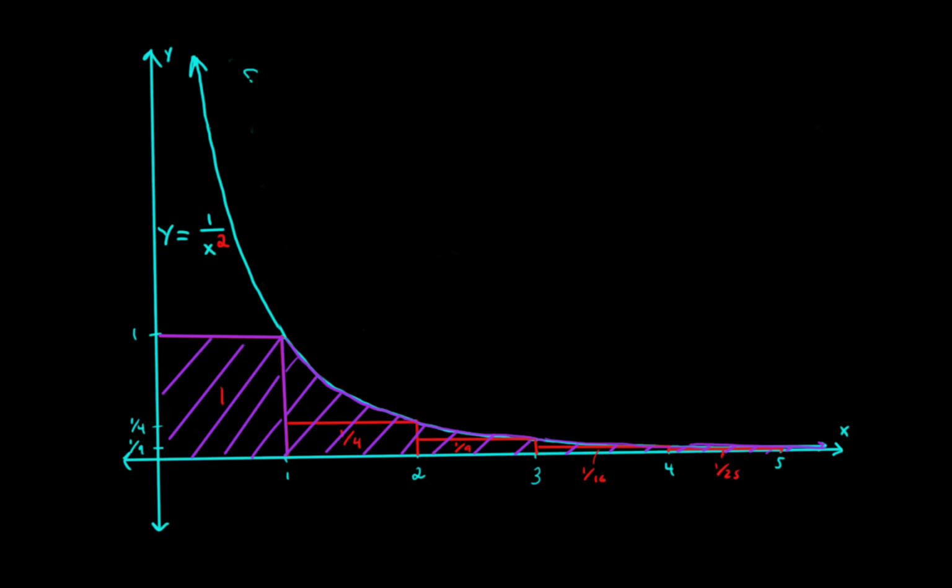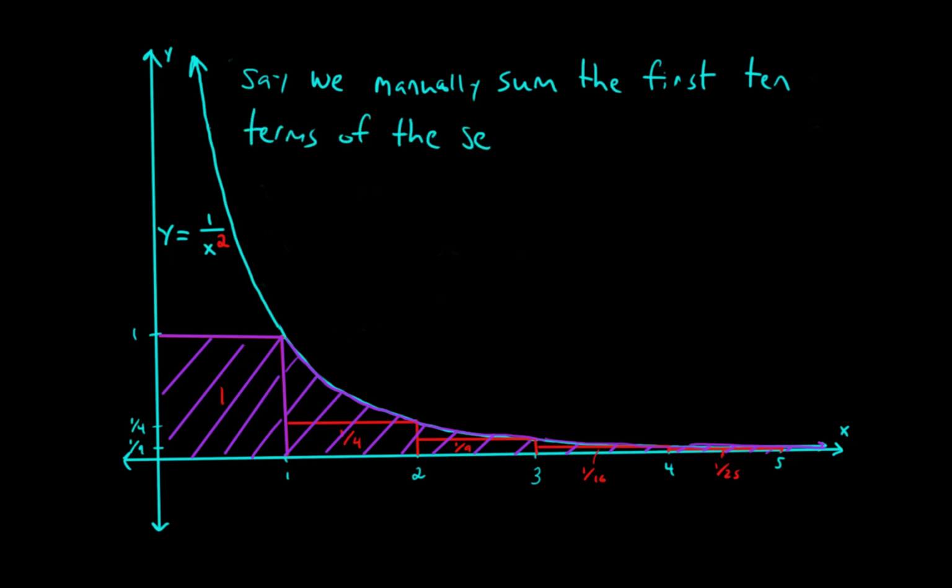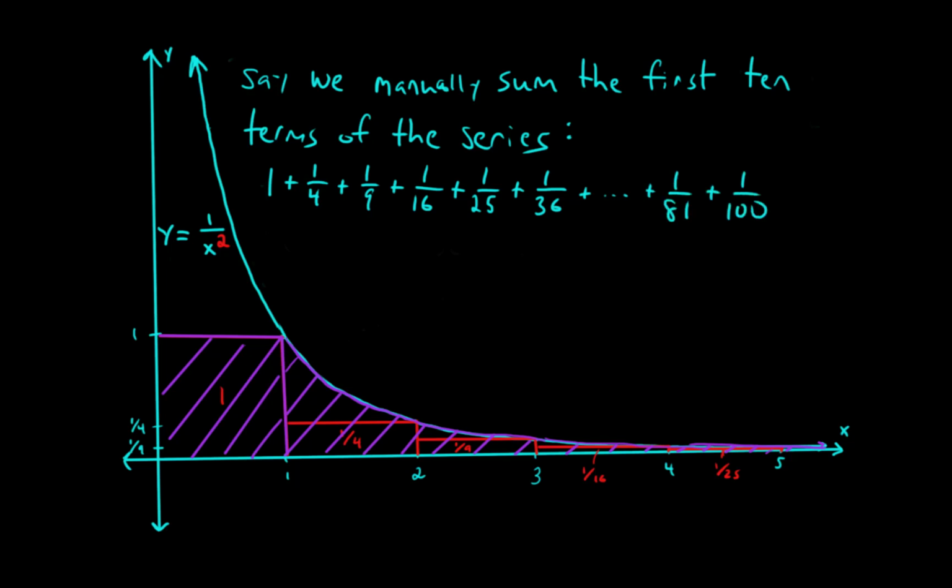And to see that, just consider what would happen if we started manually summing just the first 10 terms of this series. Summing 10 terms in an infinite series really isn't a lot, but it's enough to show us what's going on here. So we want to sum 1 plus 1/4 plus 1/9 plus 1/16 plus 1/25 plus 1/36 and so on, plus 1 over 81 all the way up to 1 over 100. So how good of an approximation of zeta of 2 is that sum of the first 10 terms?